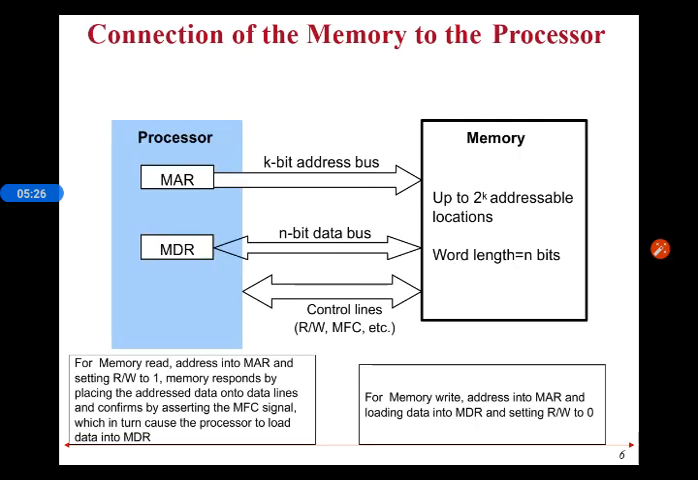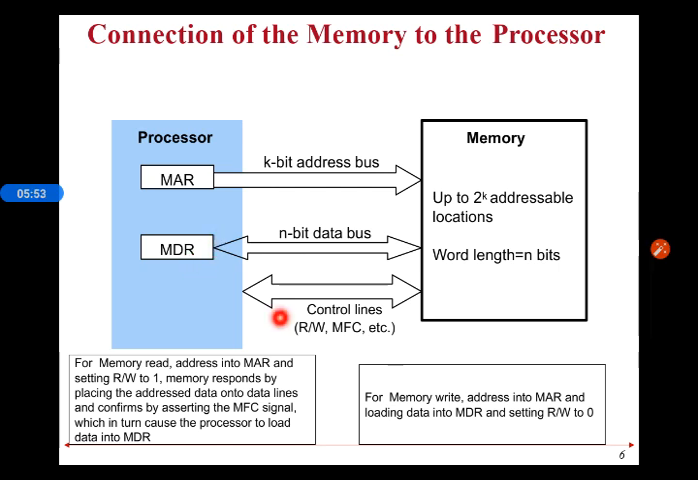Now we will see the connection of the memory to the processor. Whenever we are talking about memory related operations, we have two registers. One is called MAR and the other one is called MDR. What is MAR? Memory Address Register. What is MDR? Memory Data Register. All these things we have studied in the previous module.